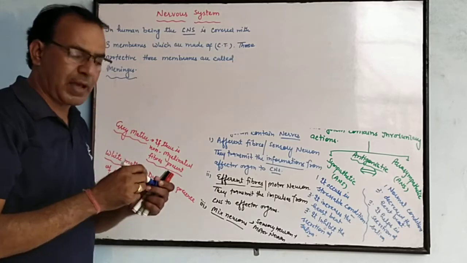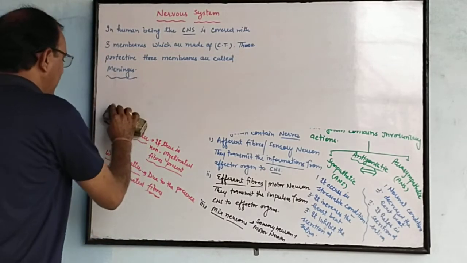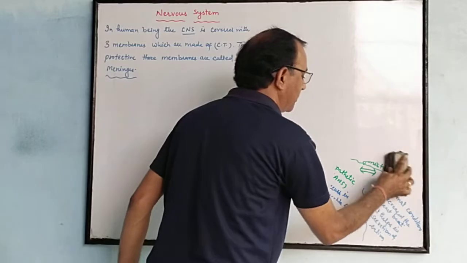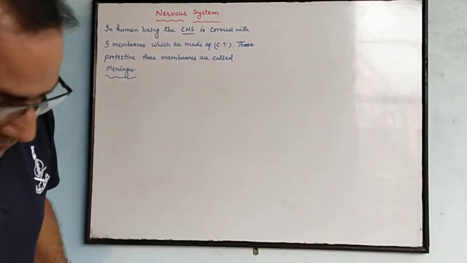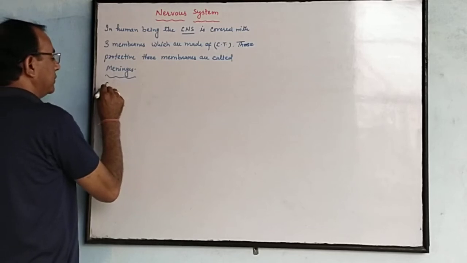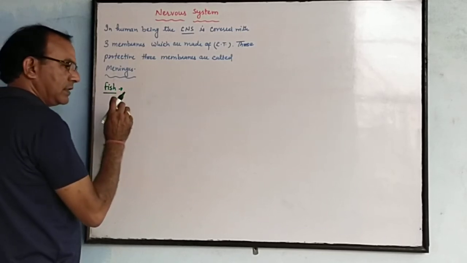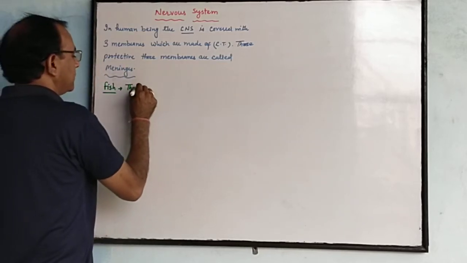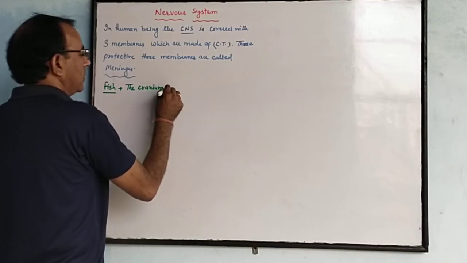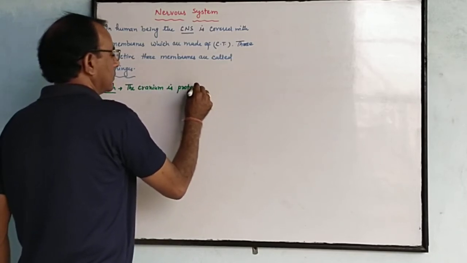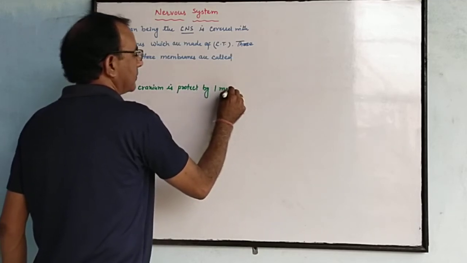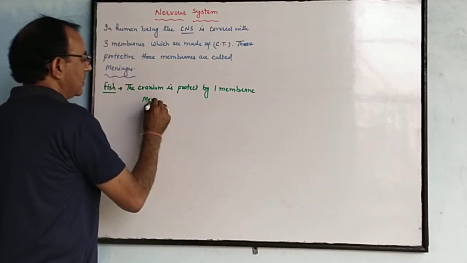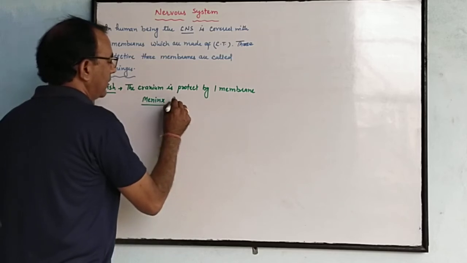In human beings there are three membranes, but in some other vertebrates some contain one membrane and some two, whereas human beings contain three. For example, in Pisces or fish, the cranium is protected by a single membrane, and that membrane is called meninges primitiva.